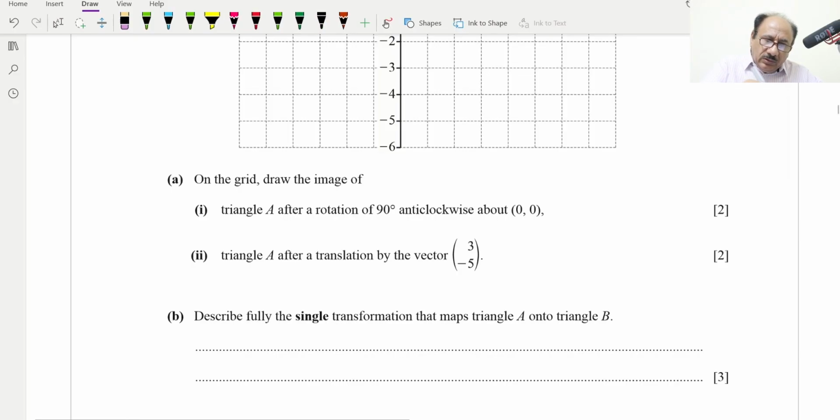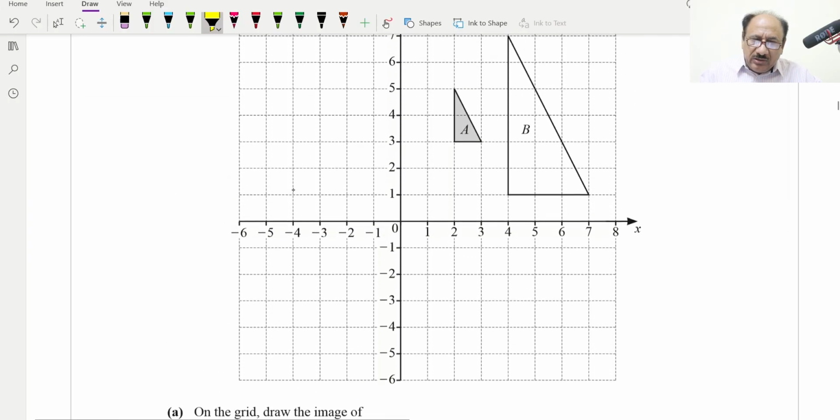Rotation, 90 degrees anticlockwise about 0,0. So the center of rotation will be this one. 0,0 will be the center of rotation, and we have to rotate triangle A by 90 degrees. We have to rotate this, so we will draw a line from here, this one. Now we need a 90-degree rotation, so the 90-degree rotation will be over here.